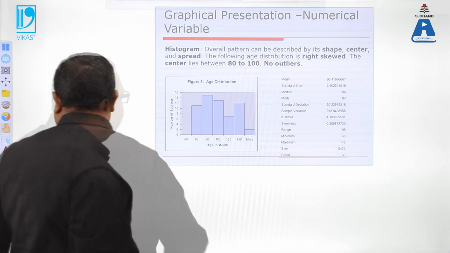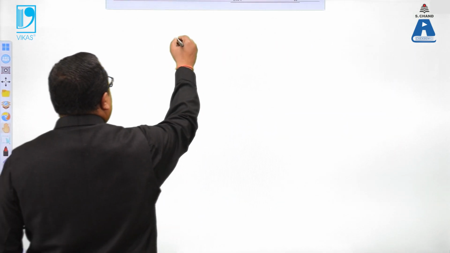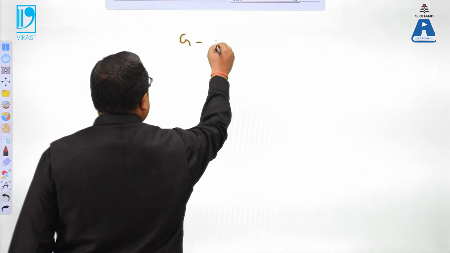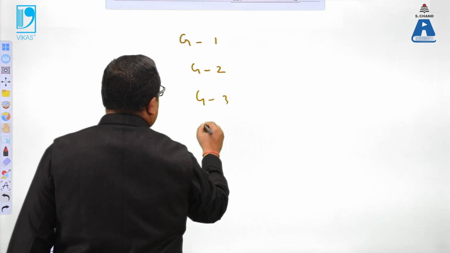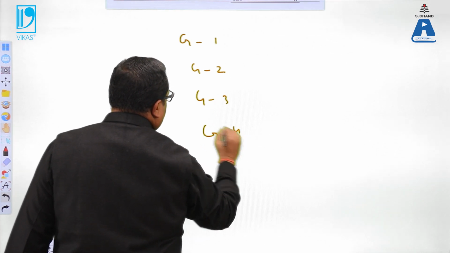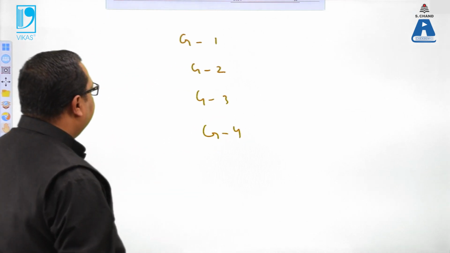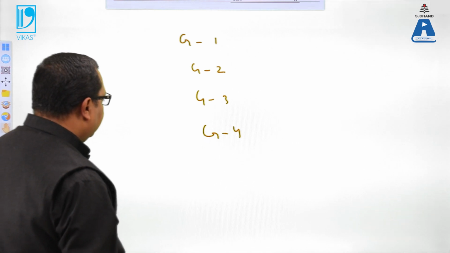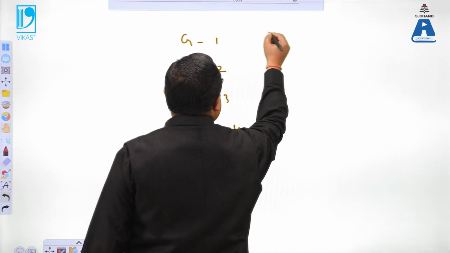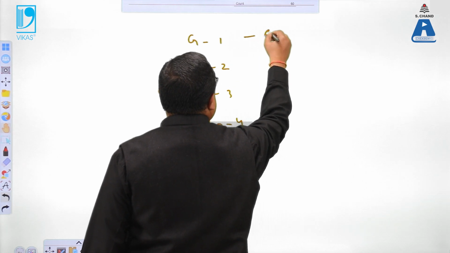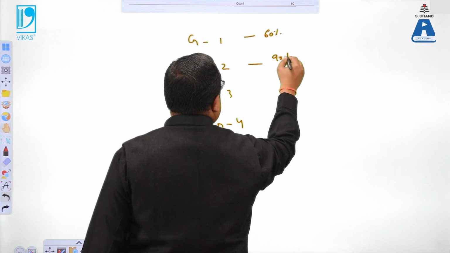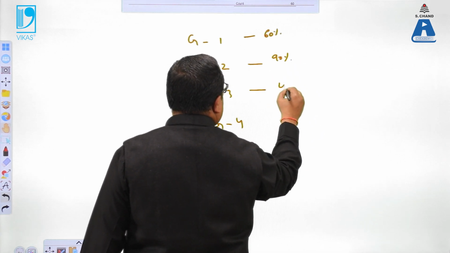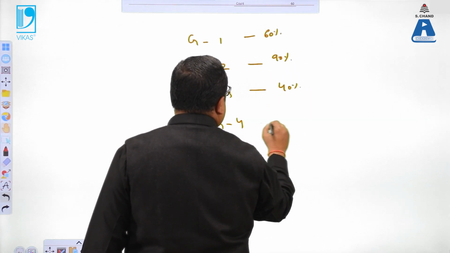Let's take an example, that we have to show something in 4 groups: group 1, group 2, group 3 and group 4. There are 4 groups that we have. We want to show that group 1 has 60%, group 2 is 90%, group 3 is 40% and group 4 is 70%.